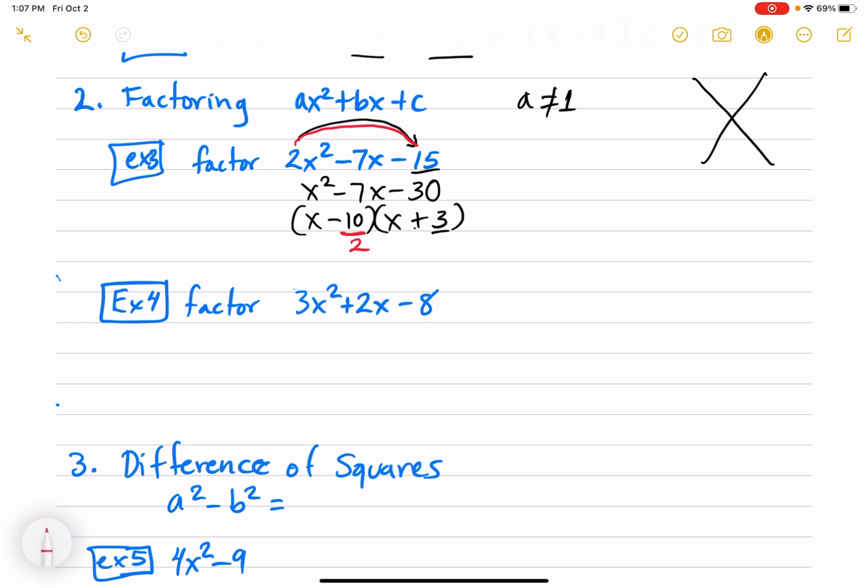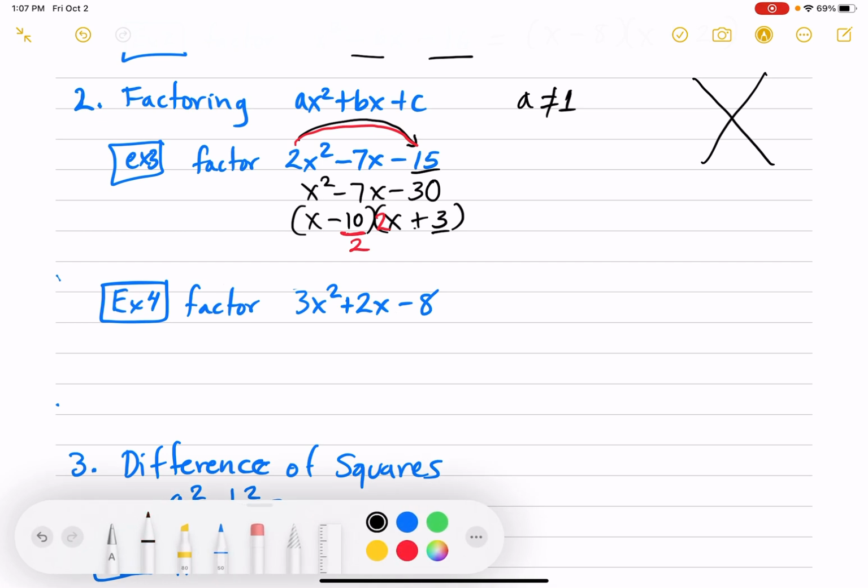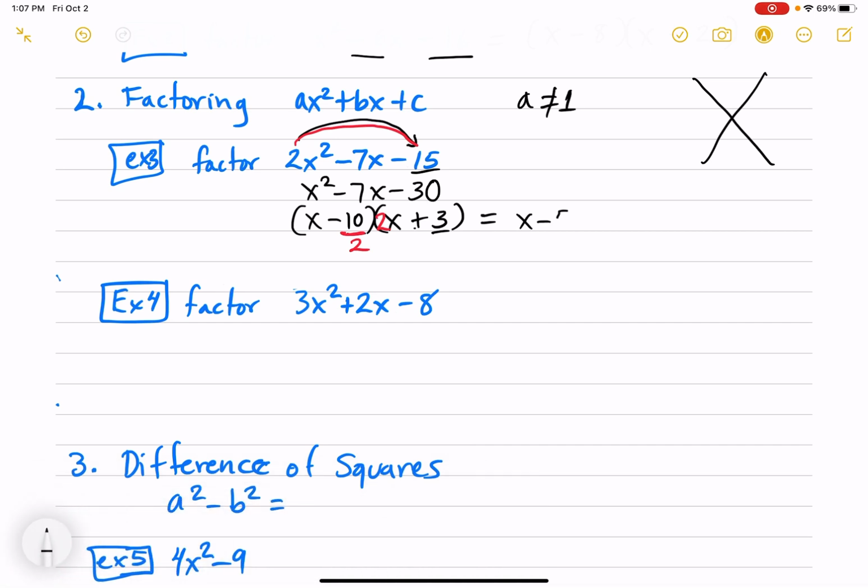So this is a rule, and it just works all the time. If you divide this set of parentheses, the left one, by 2, you need to put that 2 on the other set of parentheses, but next to the x, like this. It always works. It'll be hard to explain why it always works, but it always works. And so the answer is simply x minus 5, because 10 divided by 2 is negative 5, and then 2x plus 3. Remember to check the factorization is correct. What you could do is use the distributive property, combine like terms, and if you get your original trinomial, that means you did it right. So go ahead and pause this video and check that it actually does work.